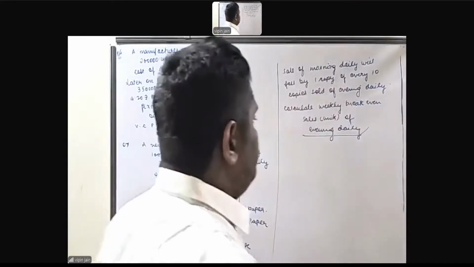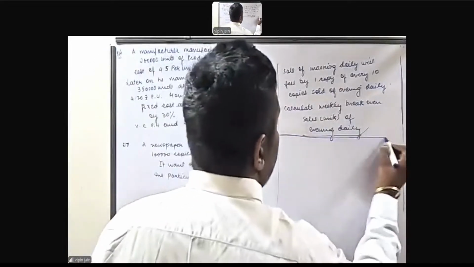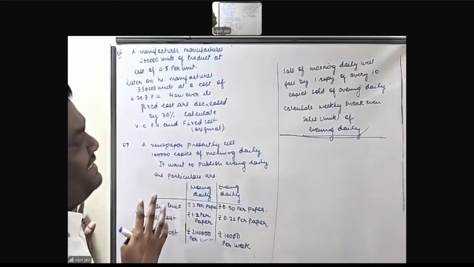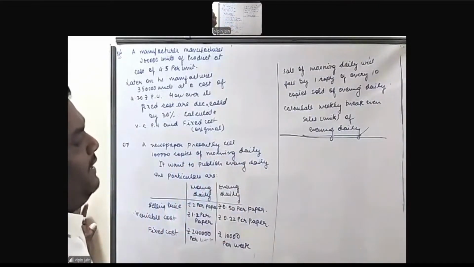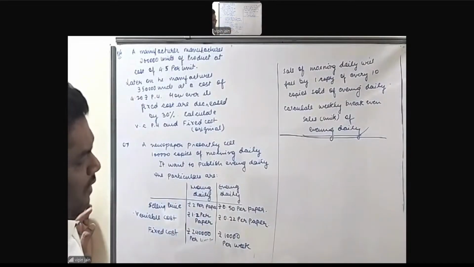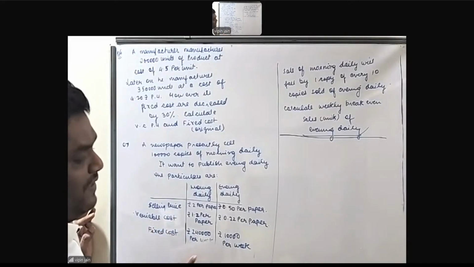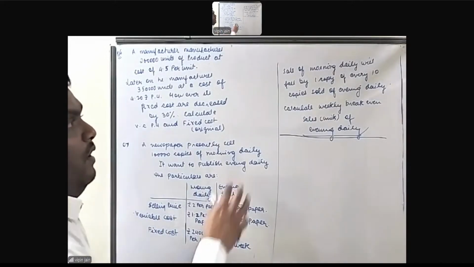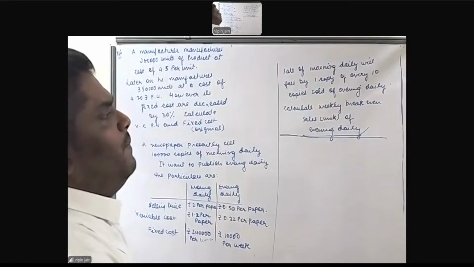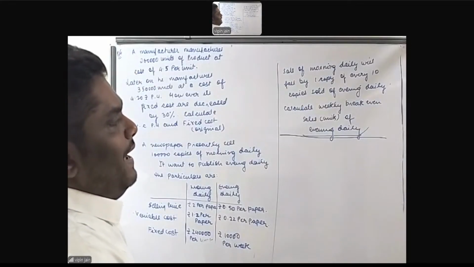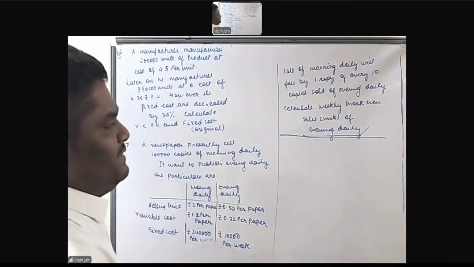So let's start with this question. A newspaper presently sells 1 lakh copies of Morning Daily. It wants to publish Evening Daily, and the particulars are given wherein the selling price, variable cost, and fixed cost are given. Now, the sale of Morning Daily will fall by 1 copy of every 10 copies sold of Evening Daily. Calculate the weekly break-even sales in units of Evening Daily. So let's start.